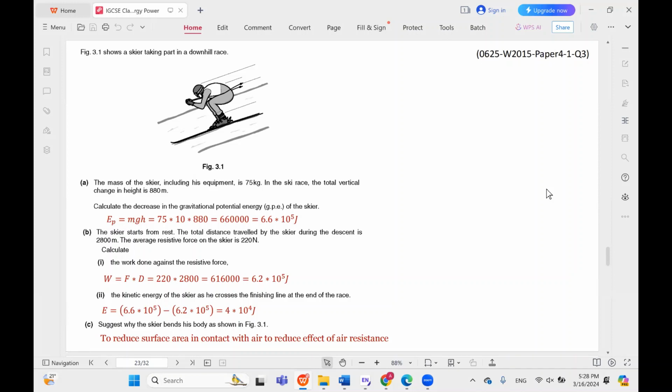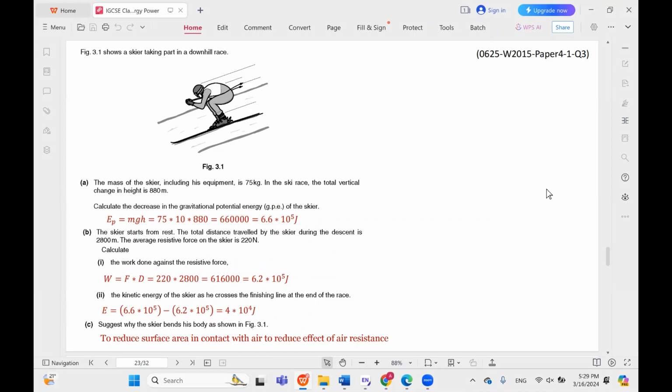The kinetic energy of the skier as he crosses the finishing line at the end of the race. So, of course, the work done here is the work done against resistance. So if he has a total energy of 6.6 times 10 to the power of 5, he loses some of that energy in work done against resistance. He actually loses most of that energy, so that the remaining part is only 0.4 times 10 to the power of 5, which is obtained by subtracting these two values, and which is better written as 4 times 10 to the power of 4. This is the kinetic energy he is left with at the end after losing so much energy to resistance.